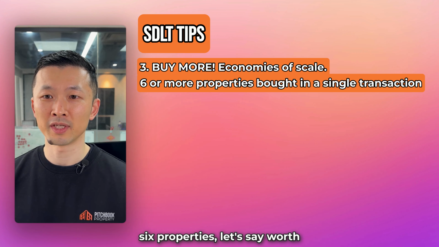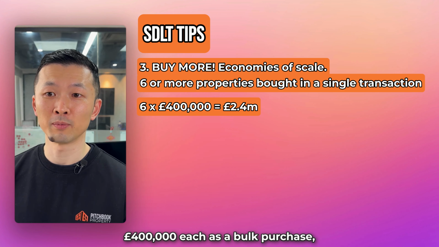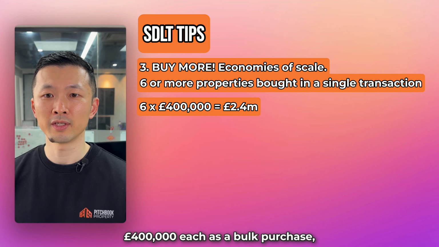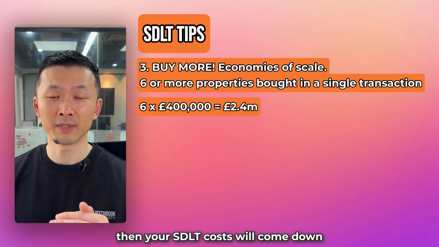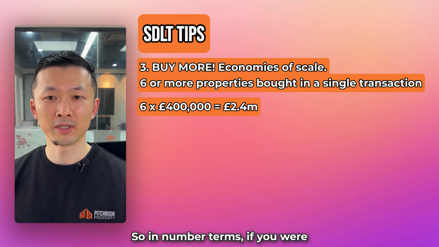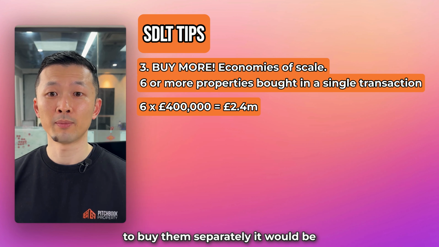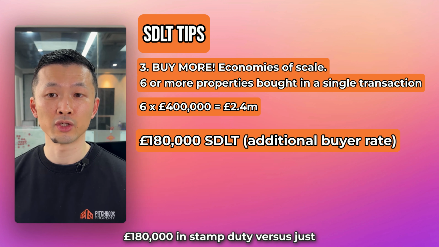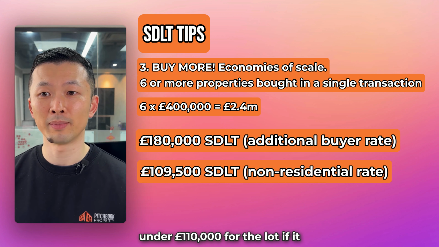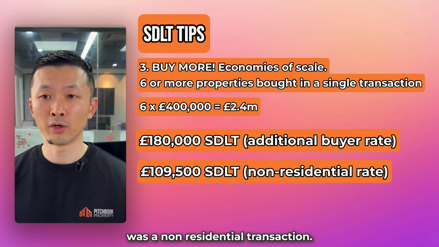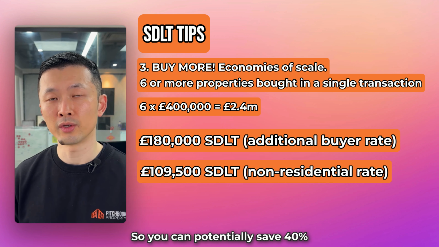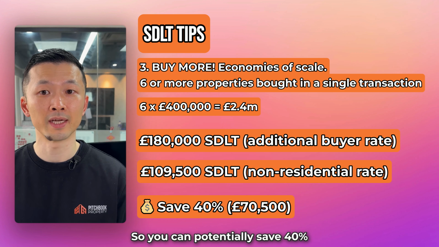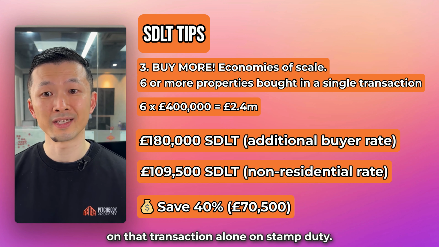Now granted, this is for the investors out there and it's not for the mainstream, but if you were to buy 6 properties, let's say worth £400,000 each as a bulk purchase, then your SDLT costs will come down dramatically. So in number terms, if you were to buy them separately, it would be £180,000 in stamp duty versus just under £110,000 for the lot if it was a non-residential transaction. So you can potentially save 40% on that transaction alone on stamp duty.